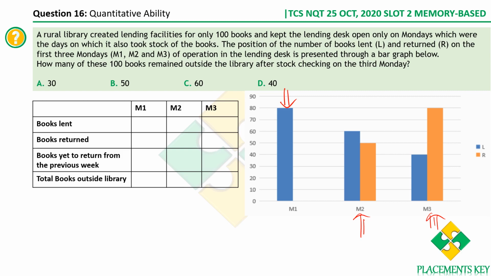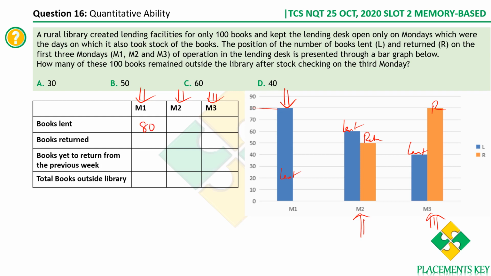Now let me first write down the values here. M1 is the first Monday, this is the second Monday, this is the third Monday. Now on the first Monday, how many books were lent? Blue is lent, right? So let me write that. This is lent, this is also lent, this is lent, and orange is returned. This is also returned. Now, how many books were lent? Clearly, it is 80 books. So 80 books were lent on the first Monday. How many books were returned?